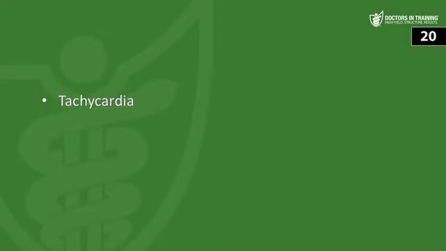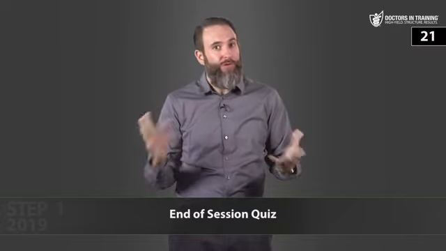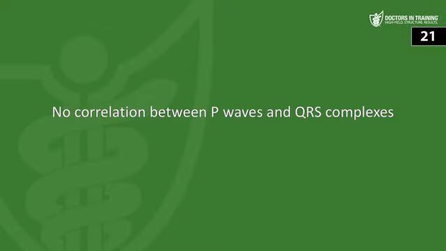Next, what are the major characteristics of atrial fibrillation? So tachycardia, usually, but not always. Irregular rhythm, that's a big part. And also remember, no P waves on that ECG. Next, what is the hallmark of a third-degree heart block? So in third-degree heart block, there is no correlation between P waves and the QRS. They are completely out of sync with one another.